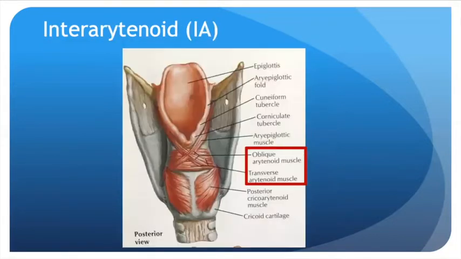The interarytenoids here are in the back, and there are two portions. There's the transverse and the oblique portion. And the oblique portion continues up along the inferior portion of the aryepiglottic folds. And by the way, the cuneiform cartilages are embedded in this portion here. So corniculate and then cuneiform are embedded in this region.